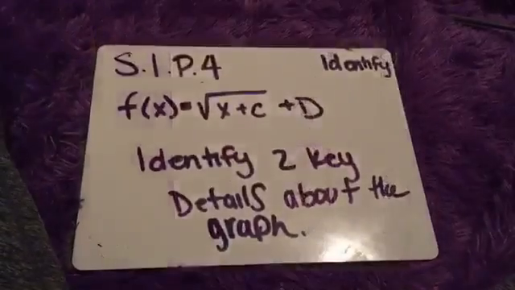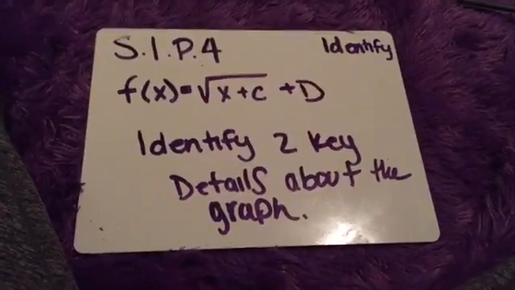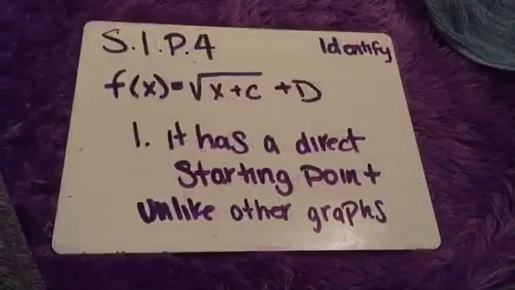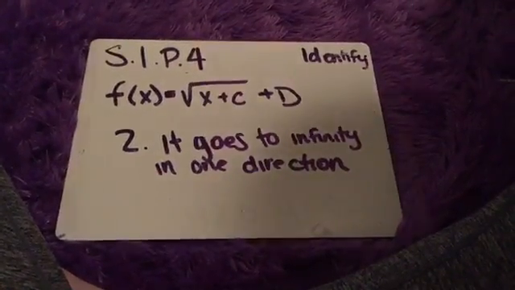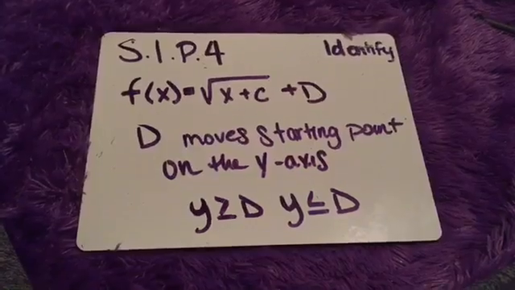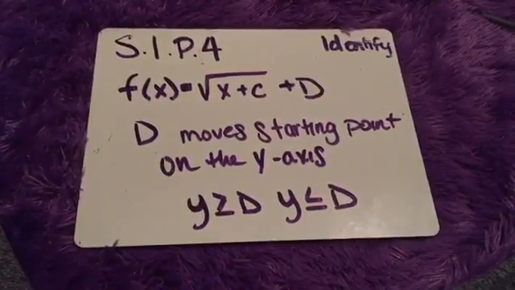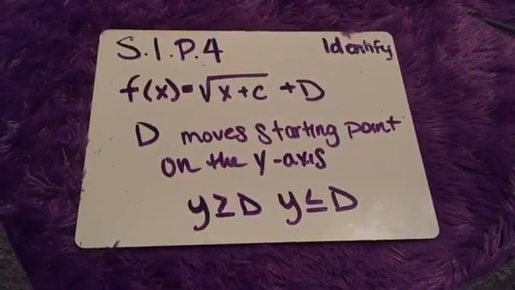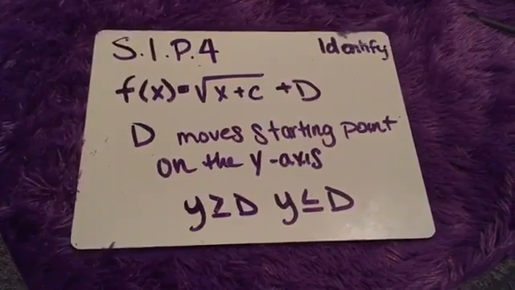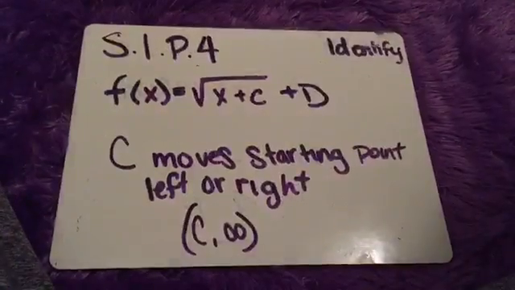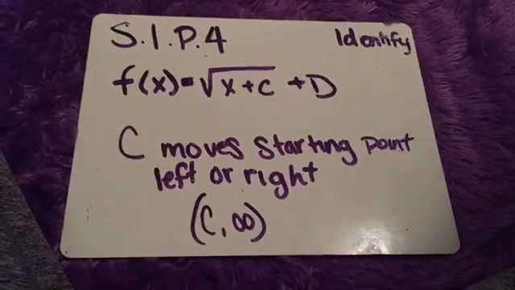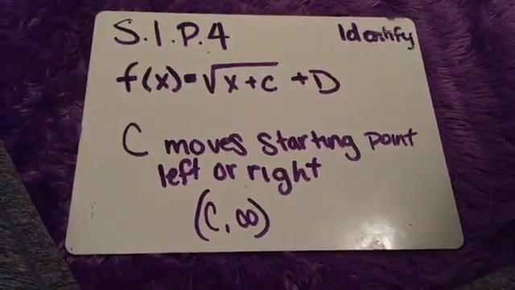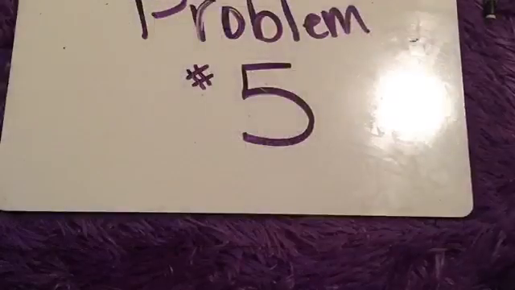The first step to problem 4 is identifying two key details about the graph. 1, it has a direct starting point, unlike other graphs. 2, it goes to infinity in one direction. Just like in problem 2, D moves the starting point on the y-axis, and the range is affected by where D comes to from the up or down direction. Also like problem 2, C moves the starting point left or right, meaning that the domain is affected by where C starts to infinity.